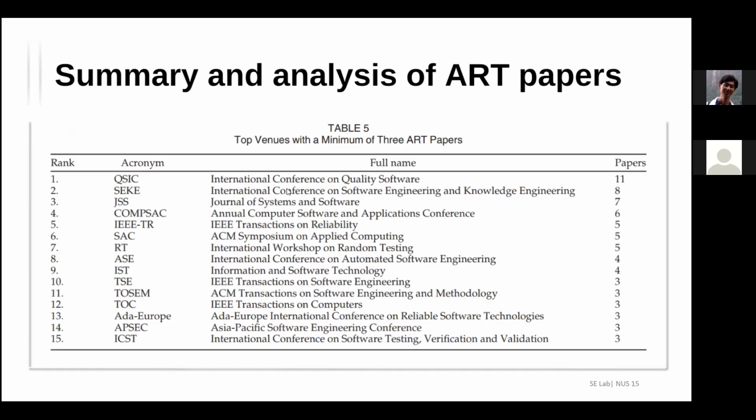And this, of course, is just some information about the top venues and a minimum of 3 ART papers. The authors didn't really elaborate much on this, just mentioned the data briefly in the side notes. They're looking at QSIC the most.